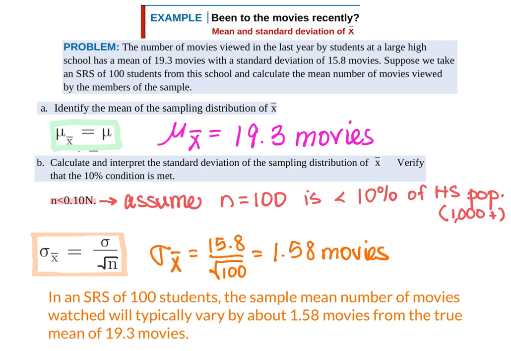And what does that mean? If we have an SRS of 100 students, that means that the sample mean number of movies watched in this sample will typically vary by about 1.5 movies from the true mean of the population of 19.3 movies.